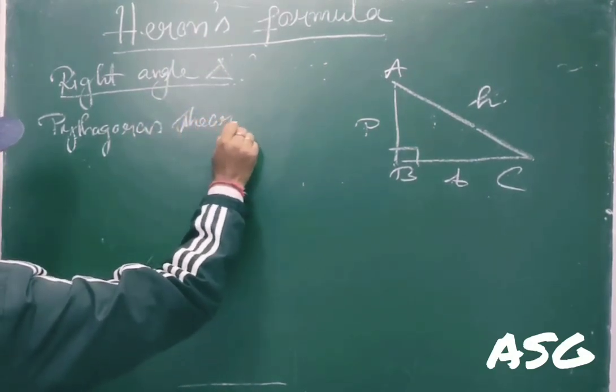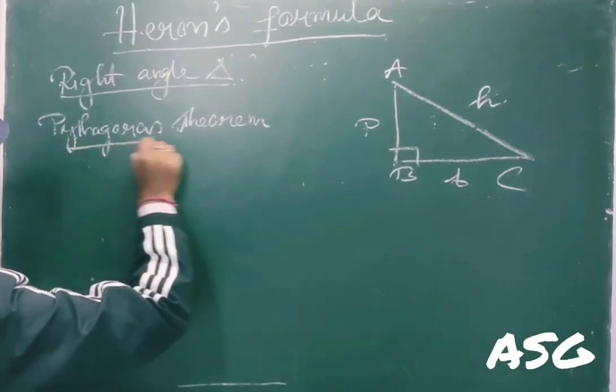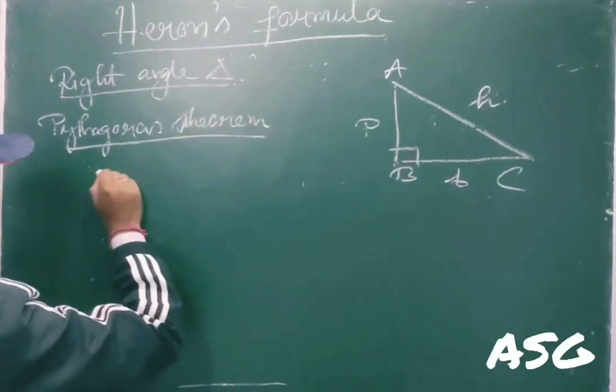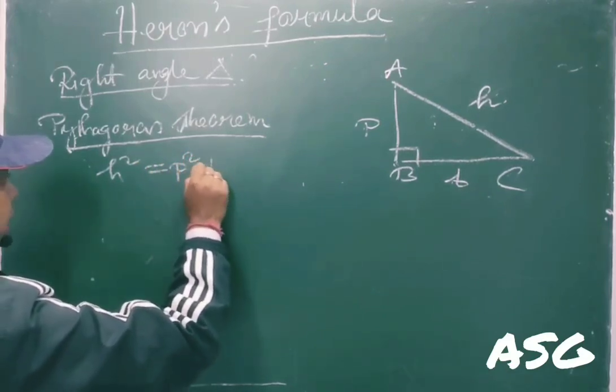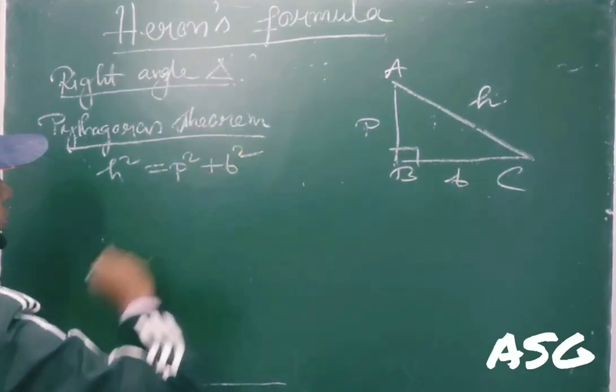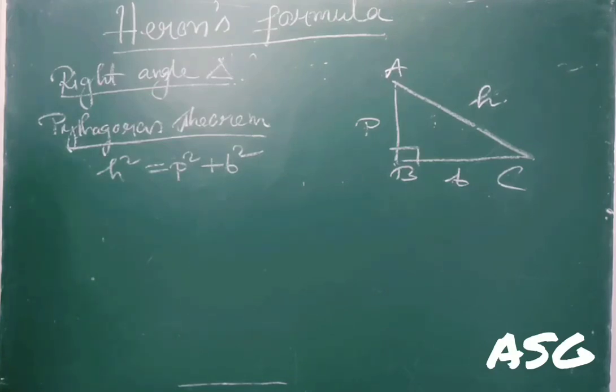Pythagoras, the famous mathematician, has given a relation between hypotenuse, perpendicular and base for a right angle triangle. So the Pythagoras theorem says H square equal to P square plus B square.